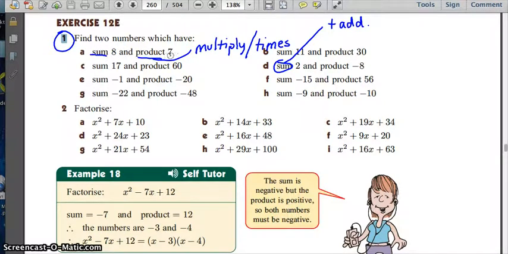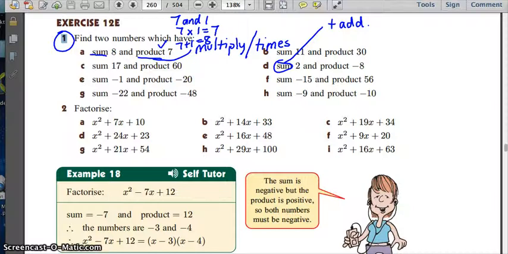So the two numbers that when times together give you 7 are 7 and 1. 7 times 1 gives you 7, so that fits that rule. But then those same two numbers have to be added together. Do they give you 8? Well, yep, that's pretty obvious. 7 plus 1 gives you 8. So the two numbers are 7 and 1. Very easy to start with.